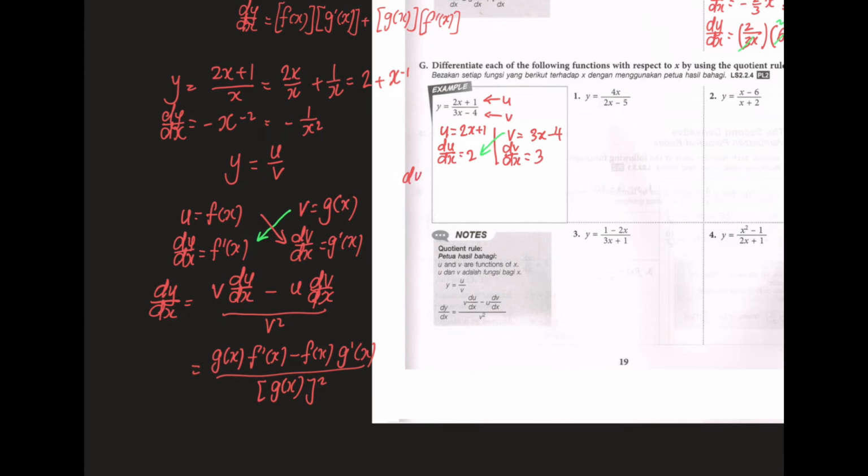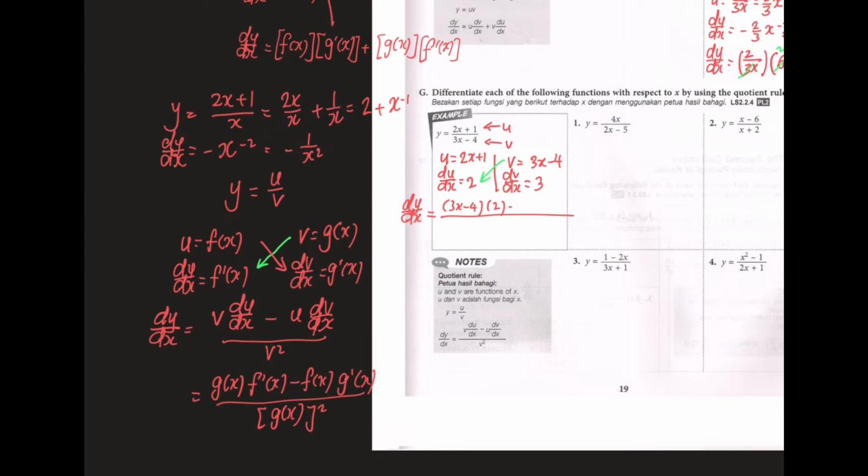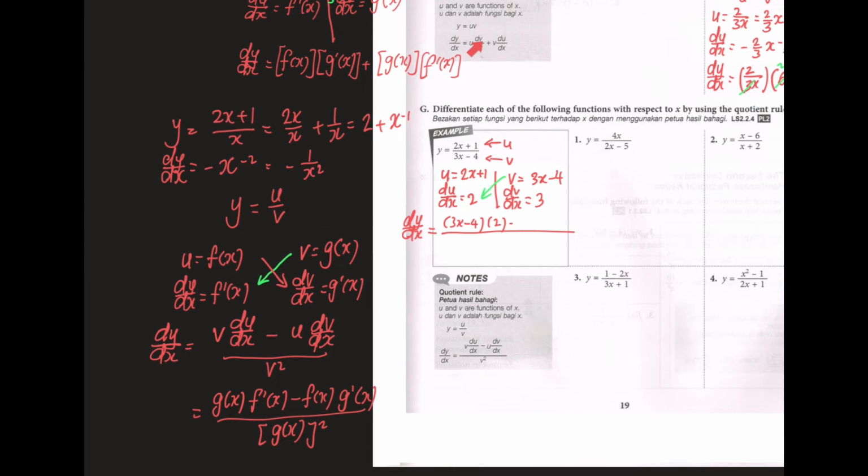Okay, so we write dy dx is equal to v followed by du dx, then minus. The formula for quotient rule is minus, but product rule just now, as you can see, is plus. So it's plus, but this one is minus. Okay, now we have u. u is 2x plus 1, dv dx is 3. Divide by v squared, which is (3x minus 4) squared.